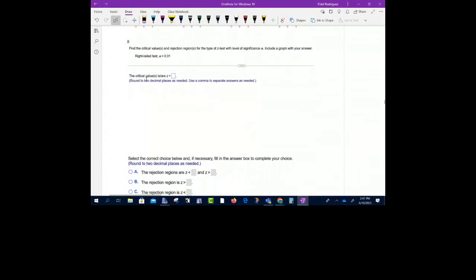Now, what do we have here? Left tail test, right tail test? Right tail test. Okay. So look, y'all, here's my right tail test. The area over here is 0.01. Does anybody know what area would be there? How would I find the area to the left? Anybody remember what the total area was? It's 1, right? So if we go 1 minus 0.01, isn't that 0.99?